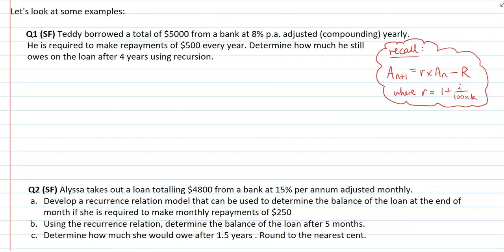All right, let's look at some examples. We're going to start off with two simple familiar type examples. The first question tells us we have our friend Terry. He's borrowed a total amount of $5,000 from a bank at 8% per annum adjusted yearly. So that just, remember, means compounding yearly. So it gets hit with interest once a year. He's required to make repayments of $500 each year. Determine how much he still owes on the loan after 4 years using recursion.